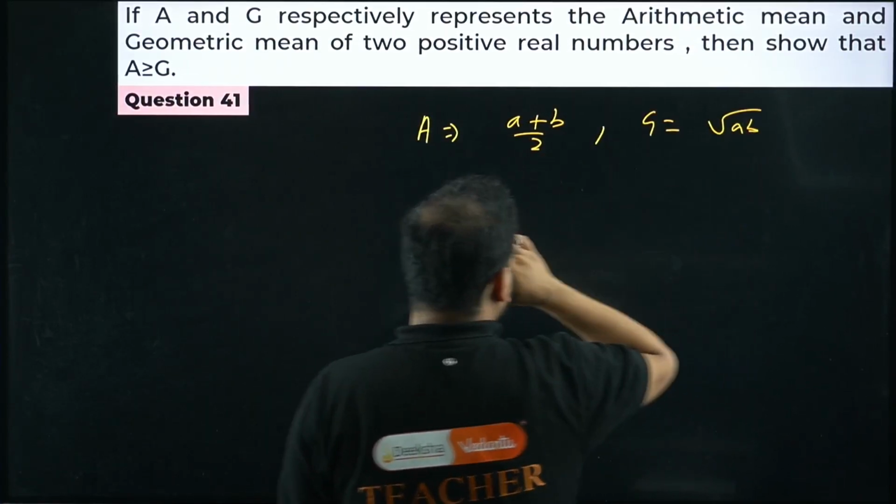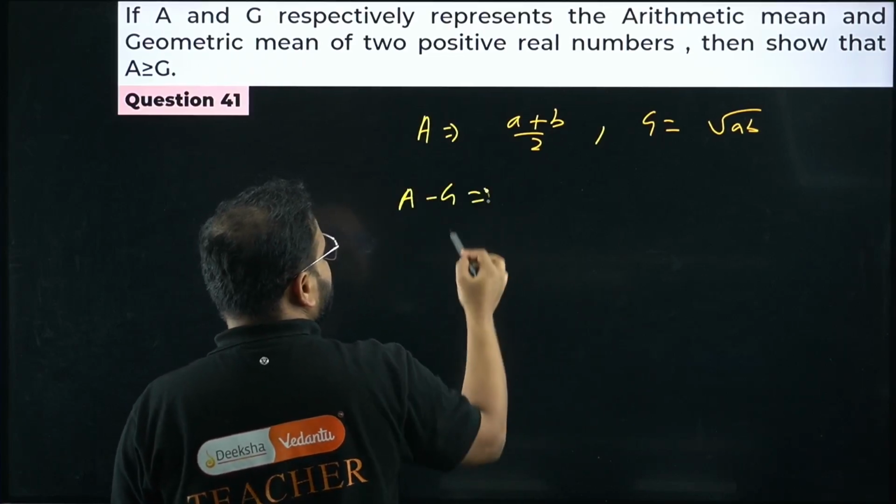Okay, let's do one thing. Let's find this value here: A minus G. What will this become?